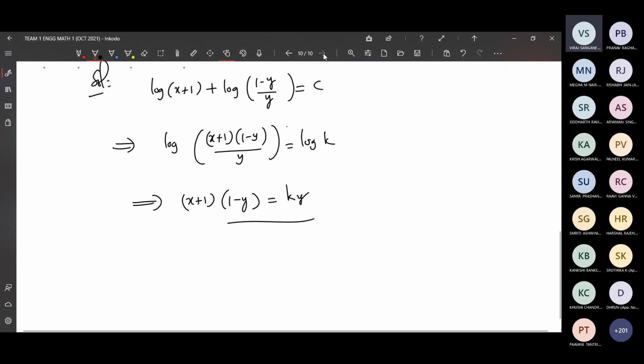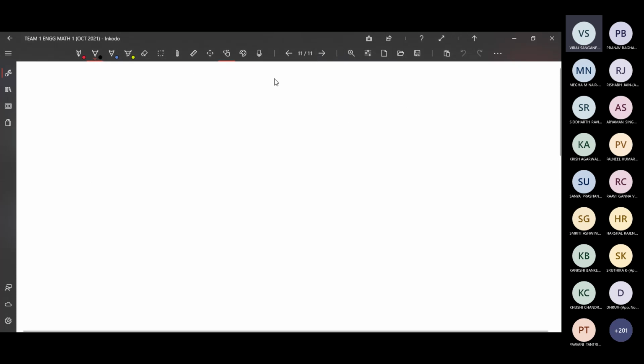So see, sometimes the equation may not be directly in this form h(y) dy equal to g(x) dx, but our job is to reduce it into that form. So this we name as equations reducible to a separable equation.